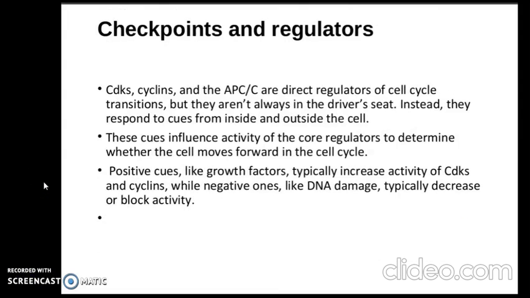The CDK cyclins and the APC are direct regulators of cell cycle transition, but they aren't always in direct control. Instead, they respond to cues from inside and outside the cell. These cues influence the activity of the core regulators to determine whether the cell moves forward in the cell cycle. Positive cues like growth factors typically increase the activity of CDKs and cyclins, while negative ones like DNA damage typically decrease or block the activity.